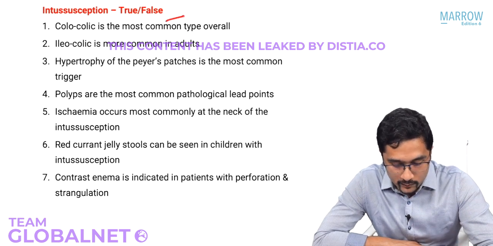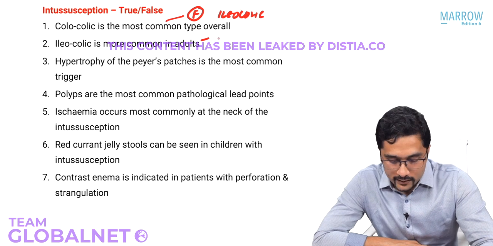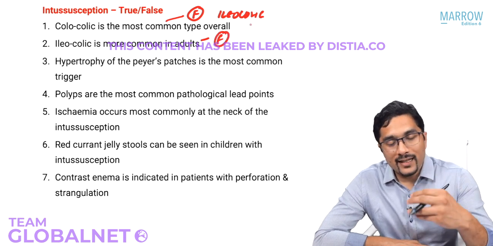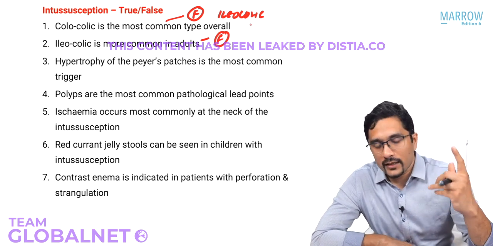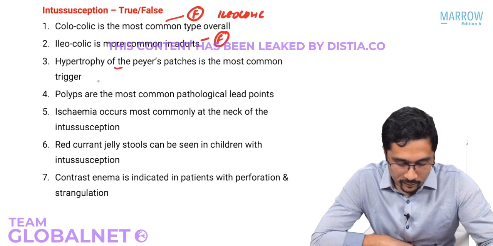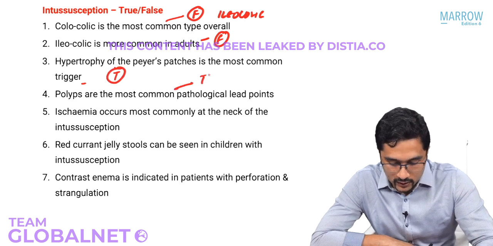Intussusception, colocolic is the most common type overall. This is false. It is ileocolic. Ileocolic is most common in adults. This is false. In adults, it is colocolic. In children, it is ileocolic. Overall, most common is ileocolic. Hypertrophy of Peyer's patches is the most common trigger. True. Polyps are the most common pathological lead points.